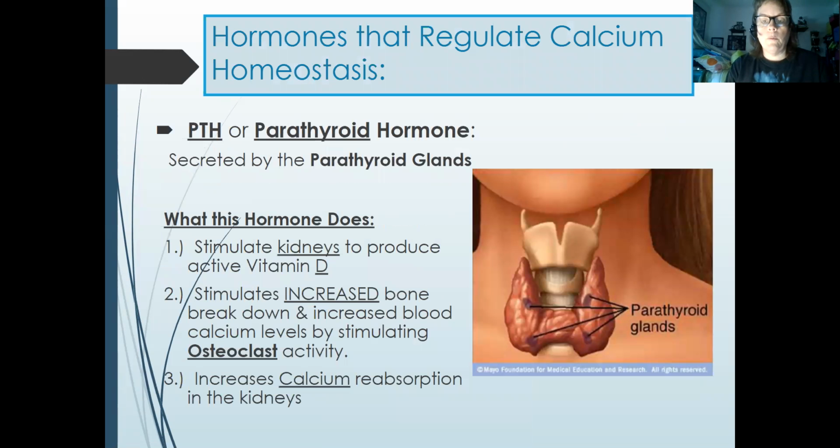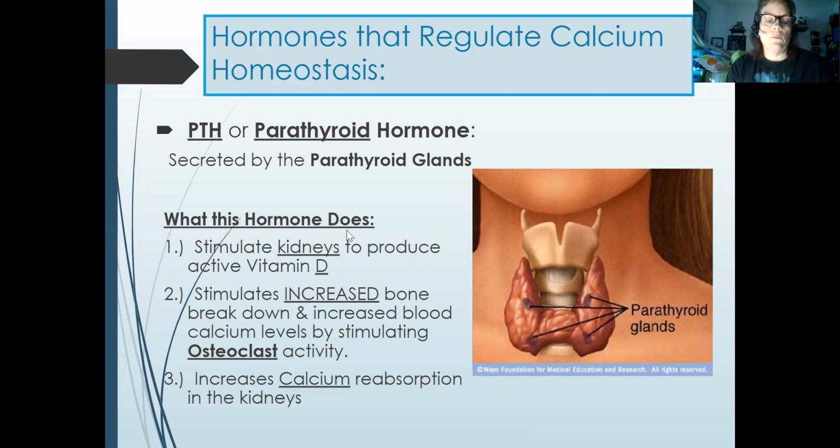All right, so you have hormones that are going to regulate this calcium homeostasis. There are two of them. The first one we're going to talk about is called PTH, or parathyroid hormone. That's what the PTH stands for. And it is secreted by your parathyroid glands in your neck. And this is your windpipe. You have this thyroid gland here. That's the bigger one. And these small little glands that are kind of a purplish color, those are parathyroid glands. So this is where PTH is secreted from.